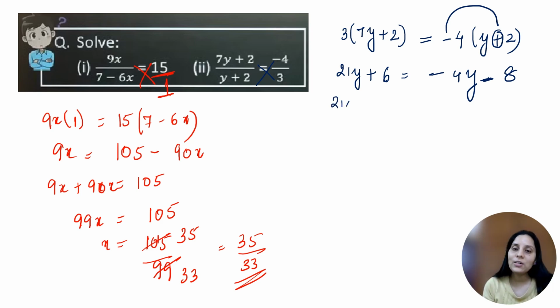Now all y terms one side, minus 4y get here plus 4y. Minus 8 we already have.